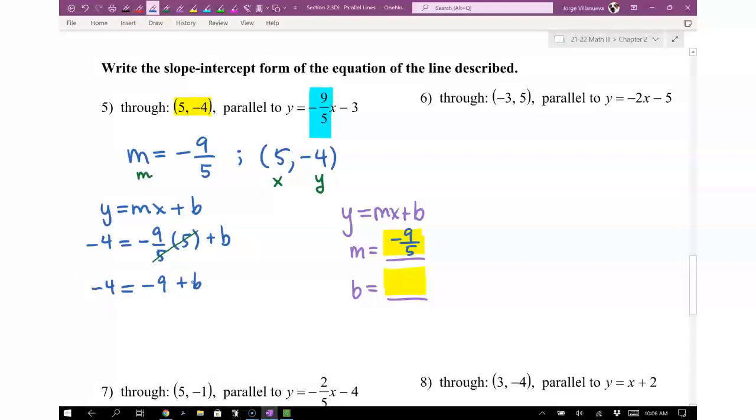So what do I do to both sides to get b by itself? All right, so add 9 here. That gives me 5 equals b. So check it out. I'm going to put it right here.